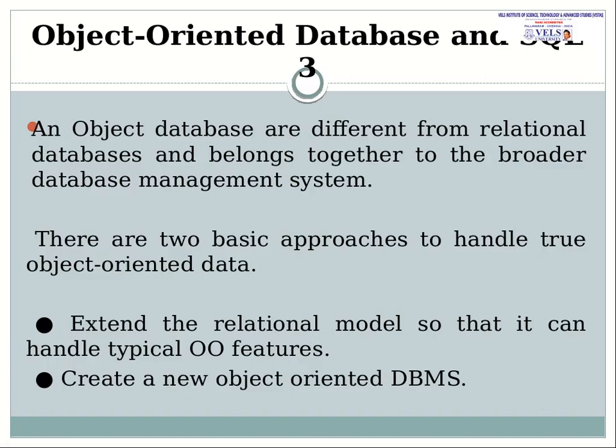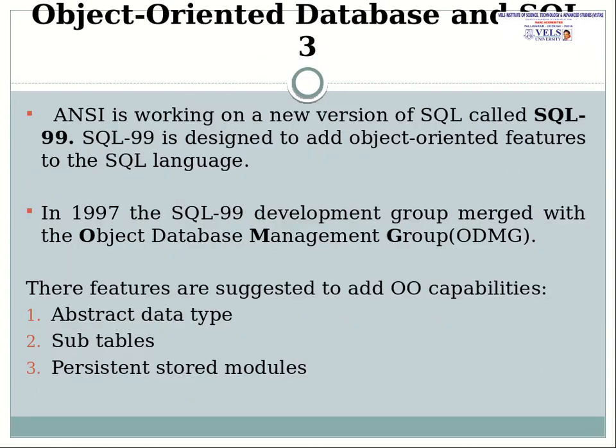There are two broad approaches to handle object oriented data. One is to extend the relational model so that it can easily support object oriented features. Say, the relational object oriented database is extended from the relational database model. We can inherit the object oriented features from the OOD models and create a new object oriented database management system.